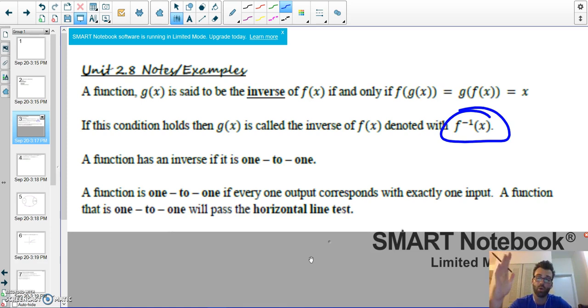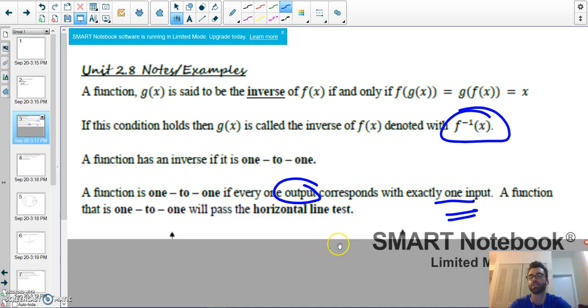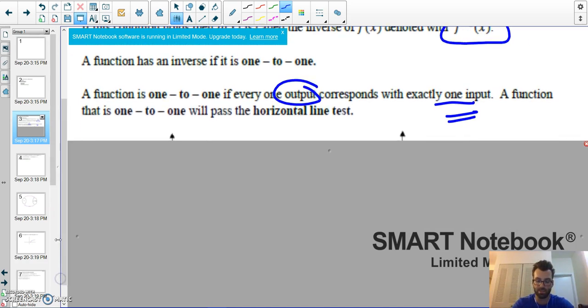Now, in order for a function to be one-to-one, to be eligible to have an inverse, every output must correspond with exactly one input. A function must pass the horizontal line test. Remember, when deciding if a relation is a function, it passes the vertical line test. So deciding if the function can have an inverse, it has to pass the horizontal line test.